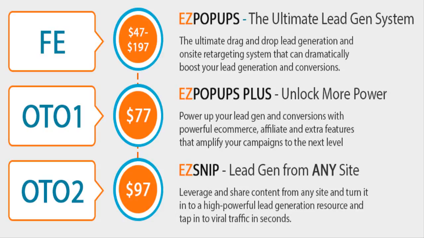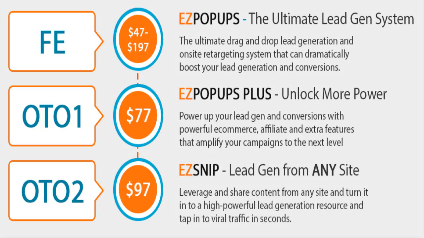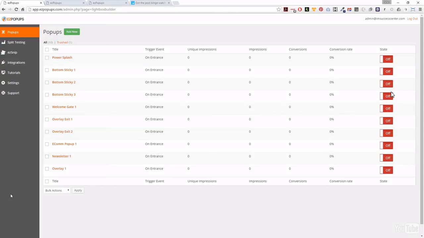And coming to EzPopups upsell number 2, it's called EzSnip Plus. It's a lead generation from any site software. This extra featured tool is very impressive. EzSnip allows you to share content from any site and turn it a high-powered lead generation source to bring in more leads as well as tap into viral traffic in a matter of seconds. So let's watch the demo walkthrough of the EzPopups software.